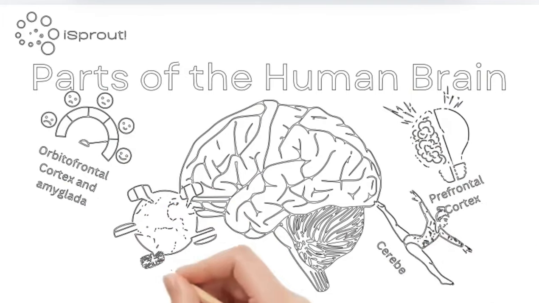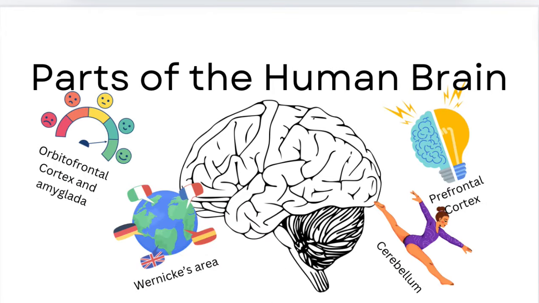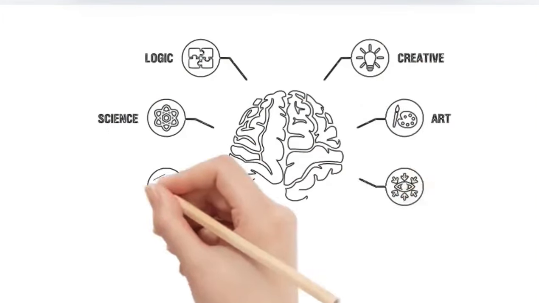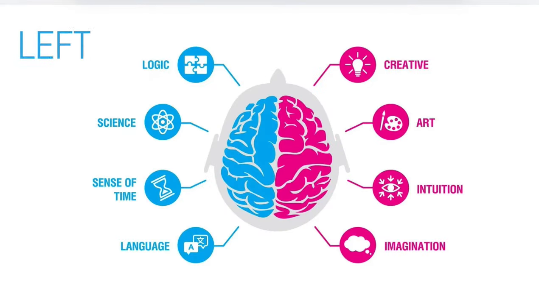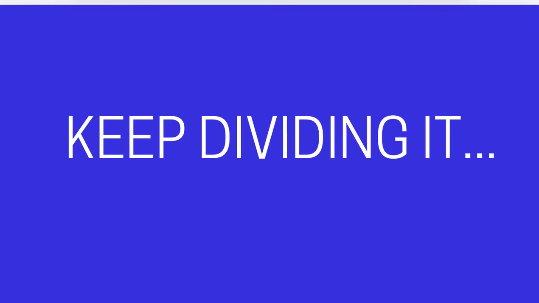of the human brain. First of all, our brain is divided into two sides. The left mainly controls our logic and language, while the right controls our imagination and creativity. We can keep dividing it.